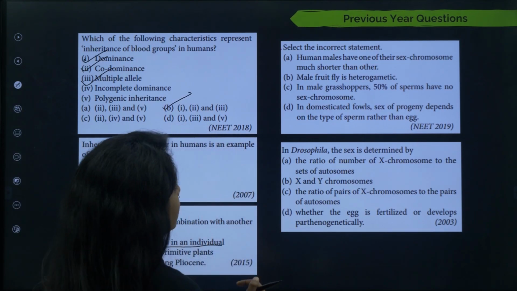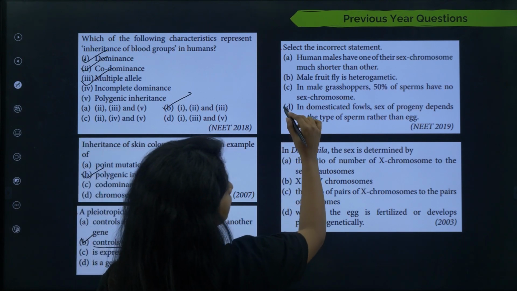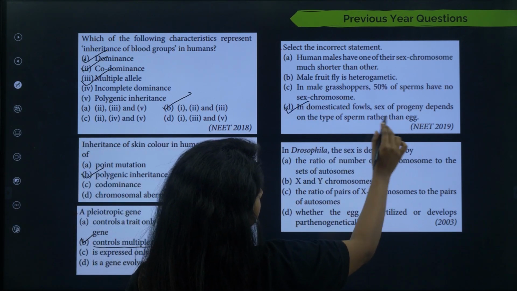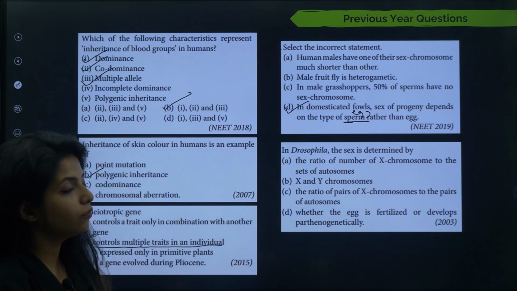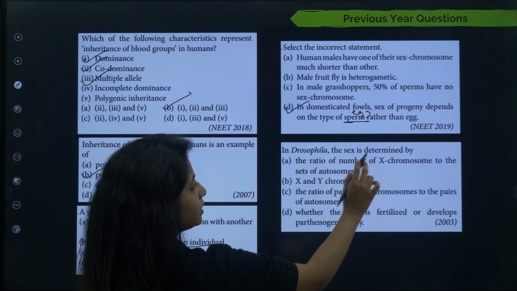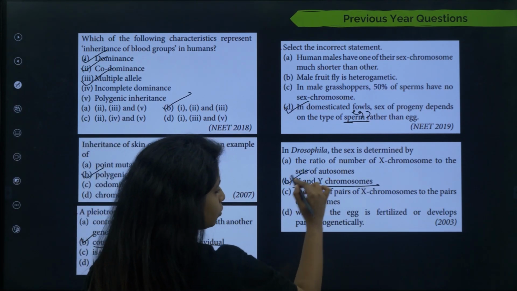Now, select the incorrect statement. You saw that in domesticated fowls, it is not the sperm but the egg which is responsible for sex determination. In Drosophila, the sex is determined by both X and Y chromosome.